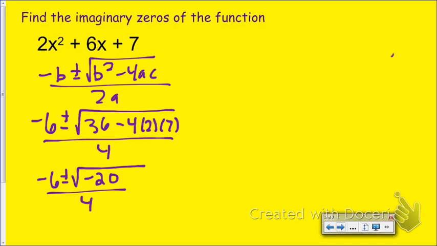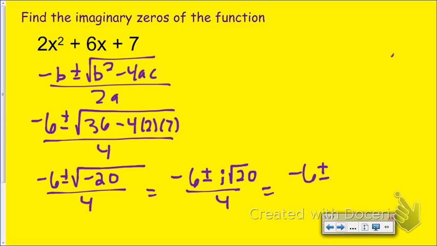So before I even simplify the square root of 20, let me write this as negative 6 plus or minus i times the square root of 20, because the i is equivalent to the negative inside the square root. If you take that negative out, just make it an i on the outside. And then the square root of 20 I can simplify as well. And that becomes 2 root 5 times i.